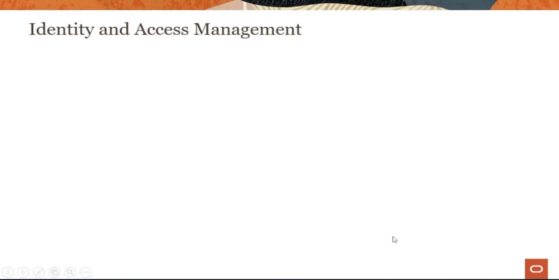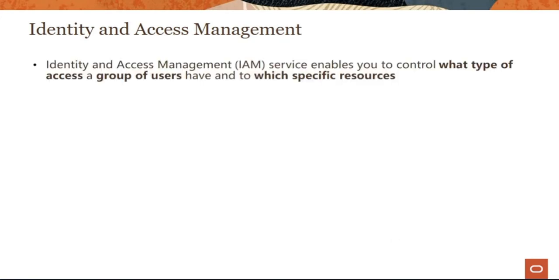So first, let's look at what the Identity and Access Management Service is. The Identity and Access Management Service, or the IAM service, enables you to control what type of access a group of users have and to which specific resources. So what type of access, a group of users, and to which specific resources.